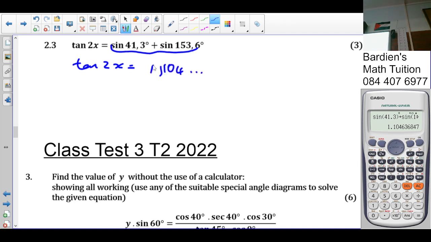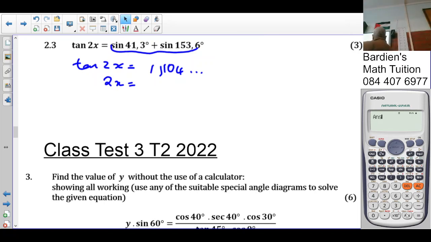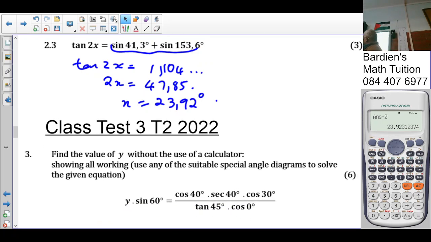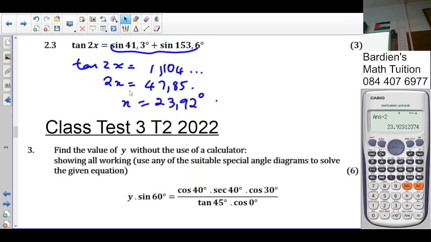The number of course carries on. Now we say arc tan of that. Again, we use the answer button. The answer is the last answer calculated on the calculator. So shift tan of that answer is going to give you 47,85. Divided by 2, again the answer divided by 2 gives us 23,92. Okay? You all okay with that? Yes. Let's look at question 3.